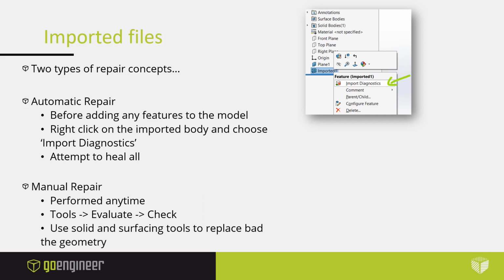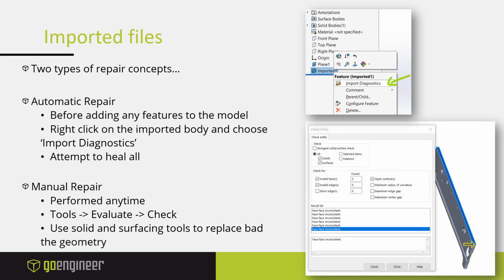The next thing would be a manual repair. So you can do this anytime, even after adding features. And this would be found in Tools, Evaluate, Check. So here's a picture of one specific part that has 6 inconsistent faces. These require pretty extensive knowledge of surfacing tools and modeling features to repair. You basically have to go in and delete the faulty items, faces, edges, and create new ones to attempt to form a solid. So if you're interested in learning more about that, I think a good class for that would be our surfacing class. We could do a 2-day class repairing files like this. So we go pretty in depth into that.